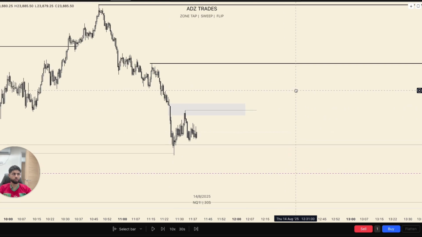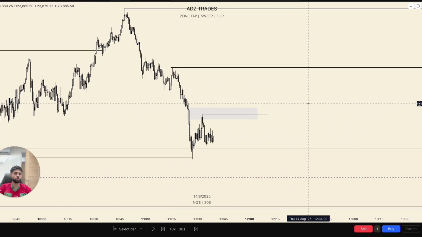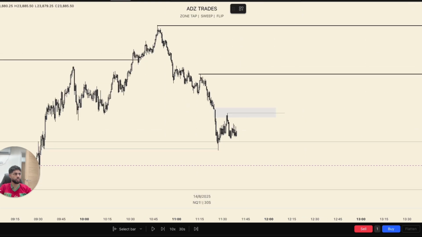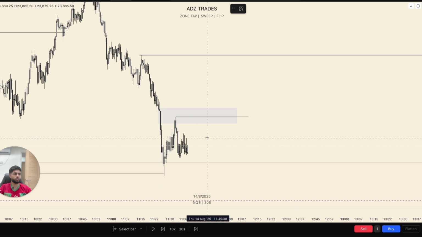I need sellers to break and buyers to come in to show me that we are ready to expand up from this zone. Because remember, according to structure, we should respect this low and we should break this high. So I'm looking for a sign that we are ready to do that.